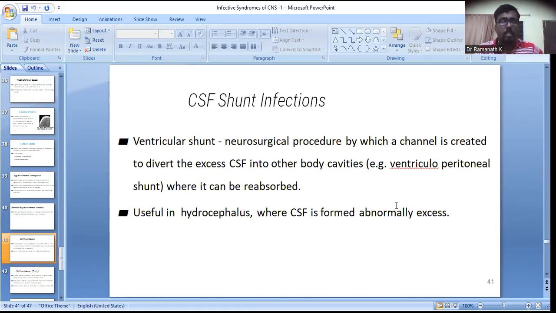And the next one is CSF shunt infection. A ventricular shunt is placed after neurosurgical procedures. A channel is created to divert the excess CSF production into body cavities, like the ventriculoperitoneal shunt, where it can be reabsorbed. It is useful in hydrocephalus, where CSF is abnormally and excessively produced in the meningeal cavities, and the shunt is placed into the peritoneum.